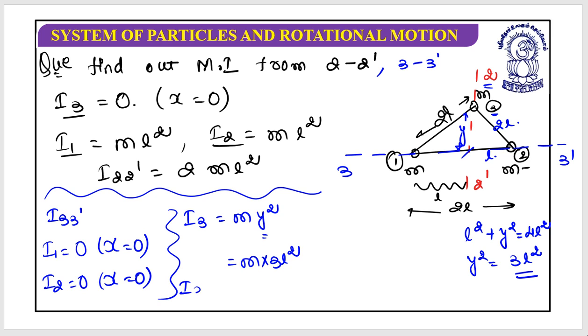So I33 dash would be equal to this, since 0 plus 0 does not make any difference. This is 3ml square. This is I33 dash. I hope this is clear.